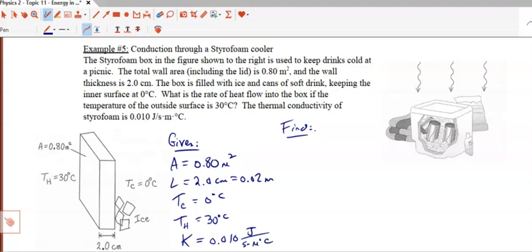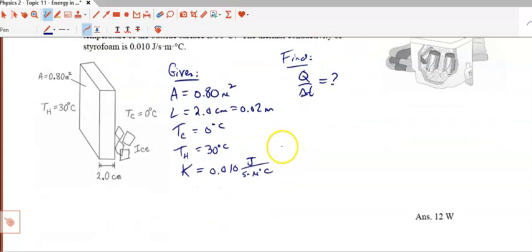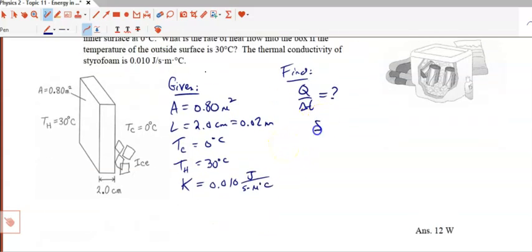So you're asked to find the rate at which heat flows. So rate, that's Q over time. That's what we're looking for. It's a power, essentially. Okay, so do I have some space down here? I get the answer here. Let's go to solving this, right?